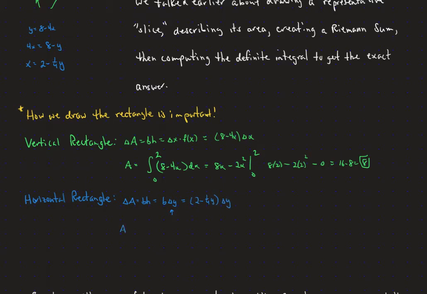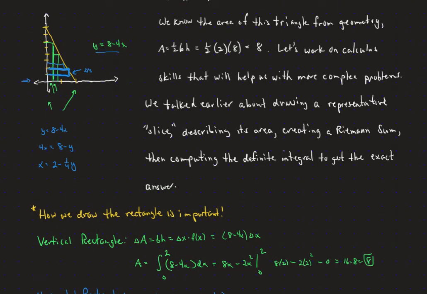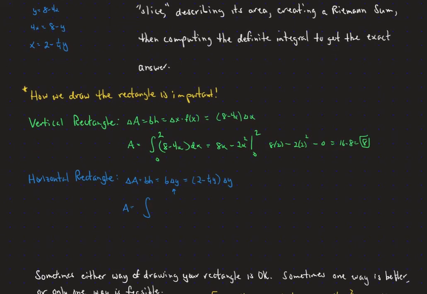So then our area is going to become an integral as we sum these all up, but now we're going to sum from y values that go from 0 up to 8. So that makes our limits now 0 to 8. And we're going to integrate the 2 minus 1/4 y, and that'll become a dy. So that's going to be 2y minus, the integral of y is 1/2 y squared times the 1/4 is going to be 1/8 y to the second, going from 0 to 8.